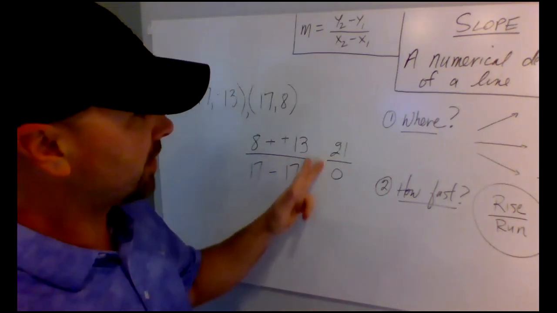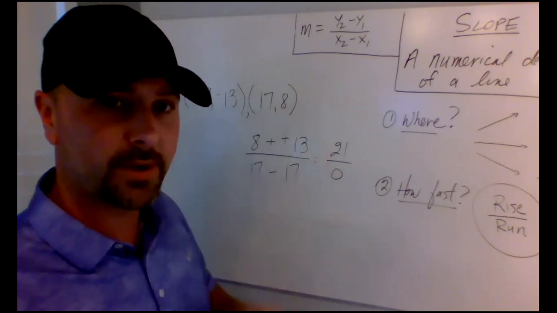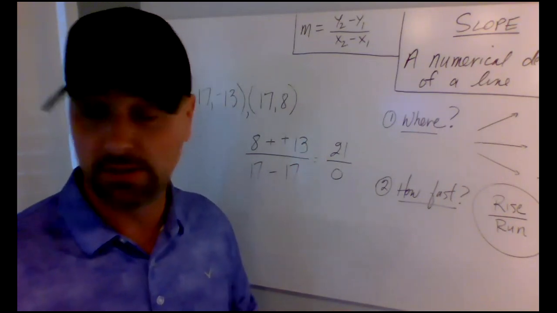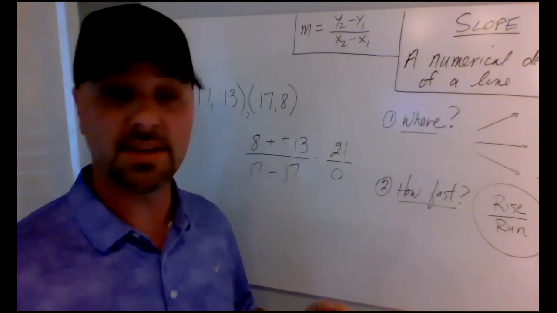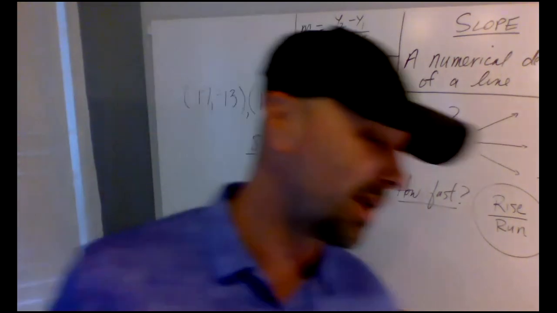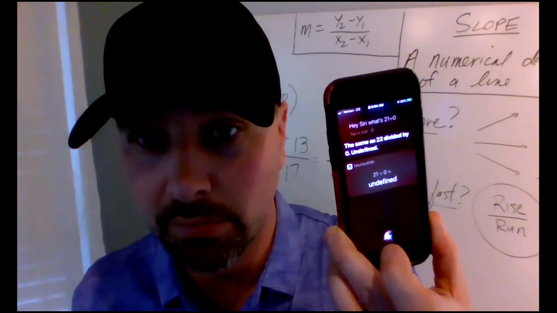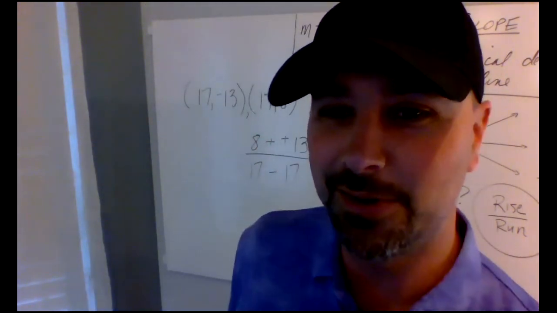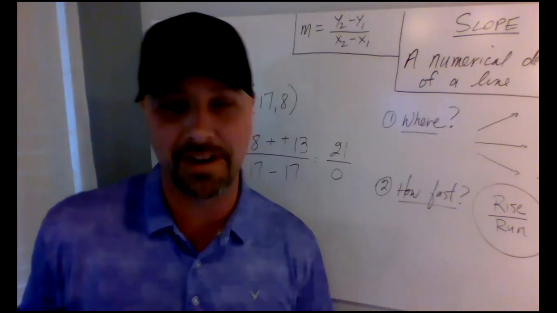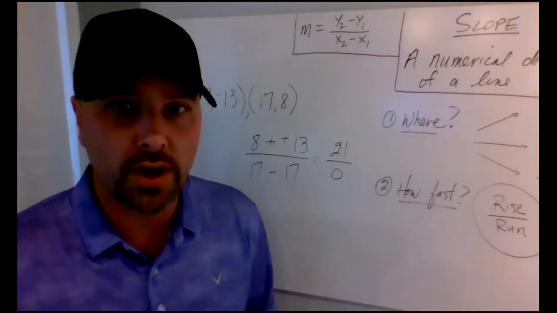So another thing you can do if this confuses you is put this in your calculator. 21 divided by 0. See what it gives you. You can actually even ask Siri, hey Siri, what's 21 divided by 0? She said the same as 22 divided by 0. Undefined. All right, so that's funny. It's undefined. You can't do it.